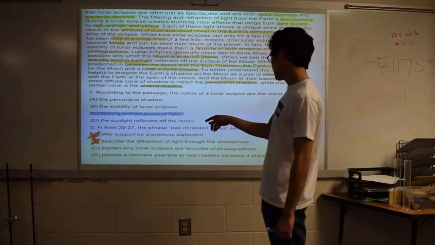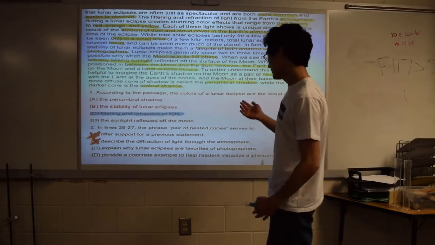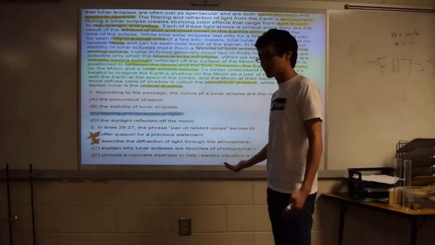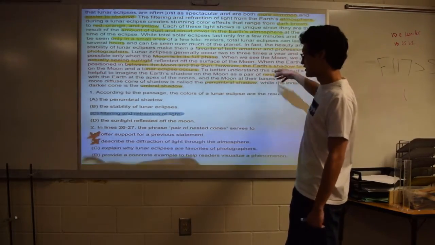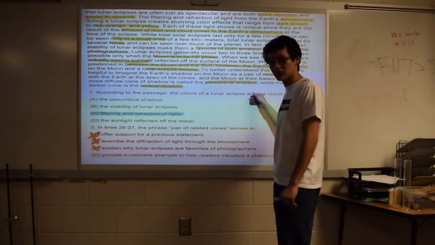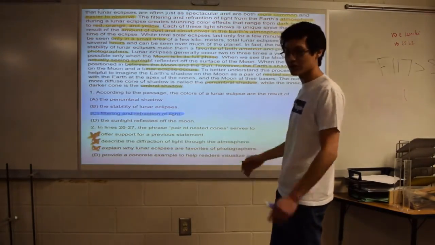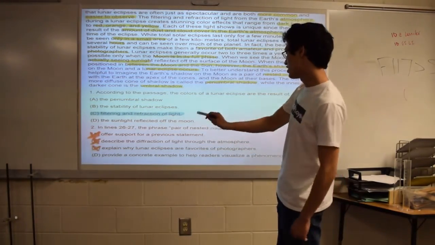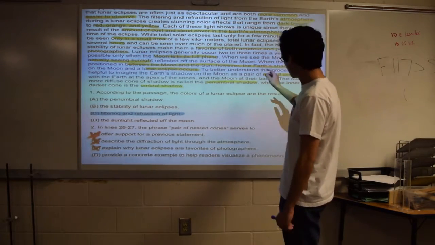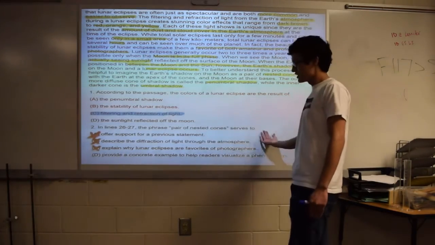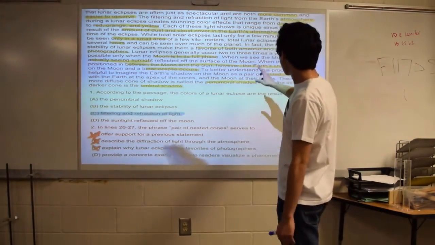C, explain why lunar eclipses are favorites of photographers. There's no mention of photographers anywhere in this sentence, and it's just sort of explaining the concept of a lunar eclipse, and not whether or not that makes it more friendly to photographers. So we can cross that one off too. D, provide a concrete example to help readers visualize a phenomenon. So by process of elimination, it's obviously D, but we're going to look back to make sure.